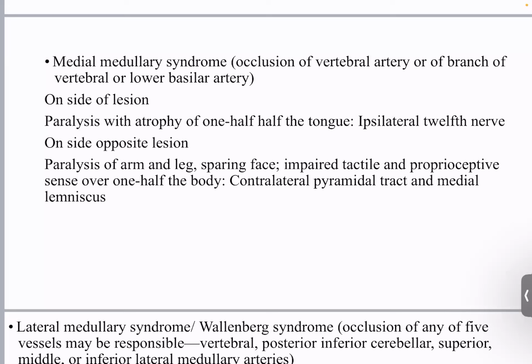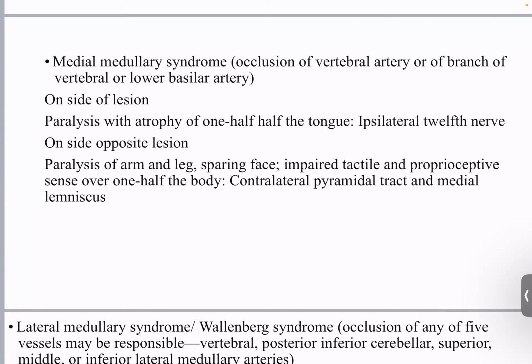So this is how you remember 4M. Motor tract, medial lemniscus, medial longitudinal fasciculus, and medial cranial nerves. Similarly, there is 4S in the lateral structures. If there is a lateral medullary syndrome, it will have 4S.